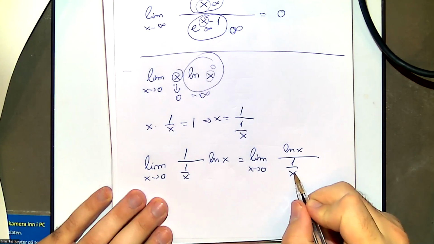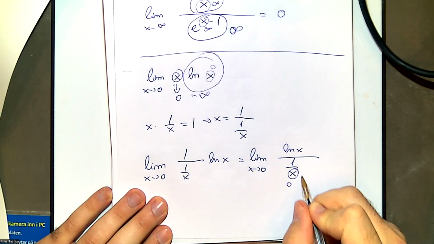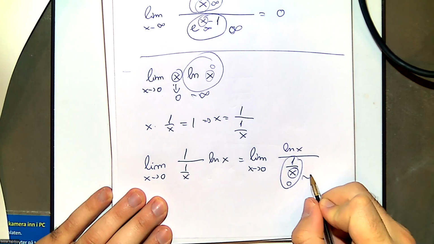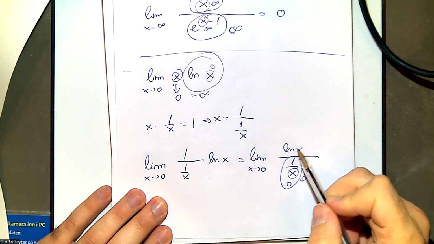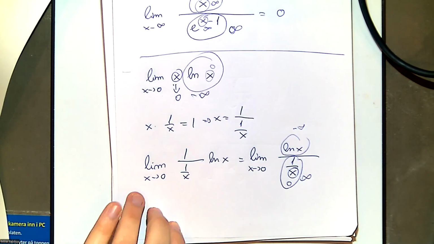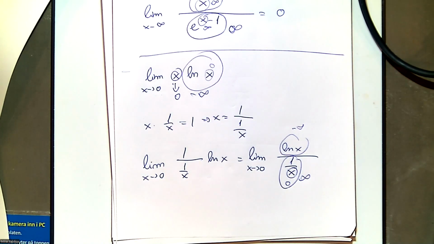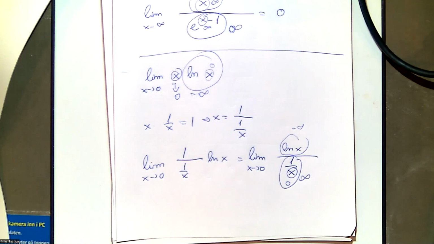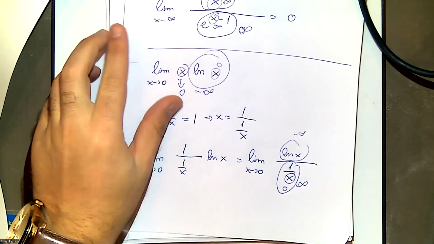Now let's evaluate this. x goes to 0. This goes to 0. 1 over 0 is infinity. And the same argument here is that this is minus infinity from above. Same argument. So I have minus infinity over infinity. Indeterminate case. So I'm still stuck. What's the difference? I have a fraction, so I can apply L'Hopital. That's the difference. I have a way out. So I'm just going to do that right now.